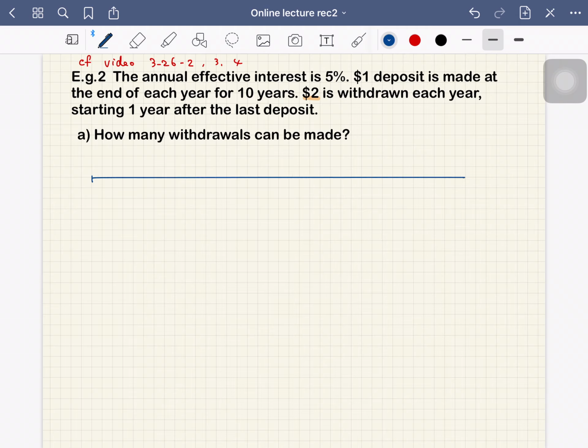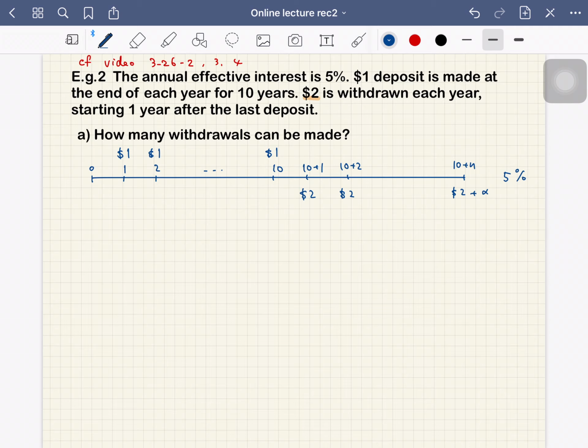In the first 10 years that we deposit $1, so 1, 2, 3 up to 10, and $1 each above this timeline. Then after that, we start to receive $2 each. So $2, $2. And at last, we have some remaining balance, $2 plus alpha, I would say. And the interest rate is 5%. And we want to determine n.